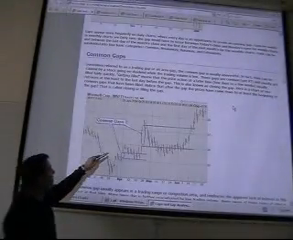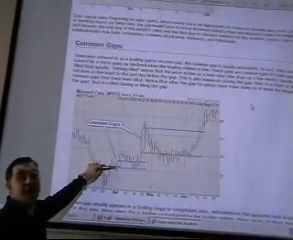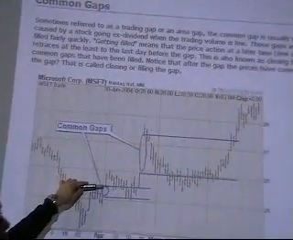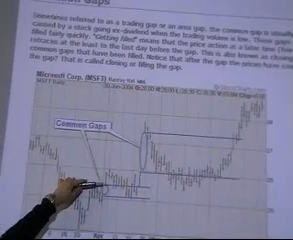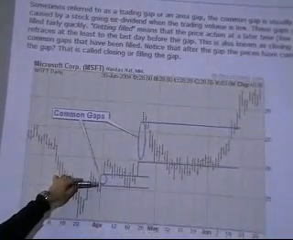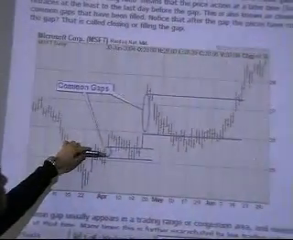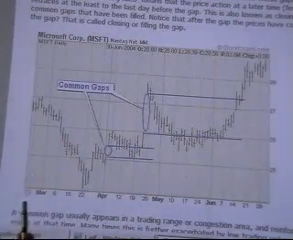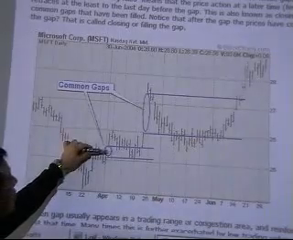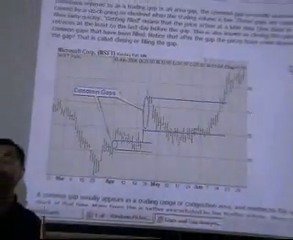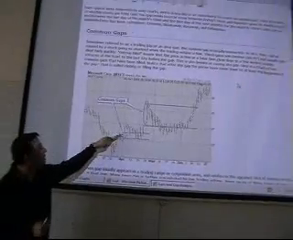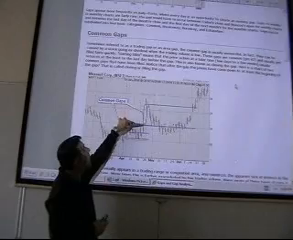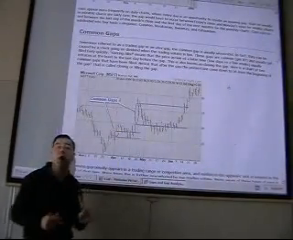So what is a gap? A gap is a case where the low of the next day is higher than the high of the previous day. In other words, there is a zone here between two consecutive days, and that zone has no trading in between these two days. Here's another example. It is a perfectly common sense concept.